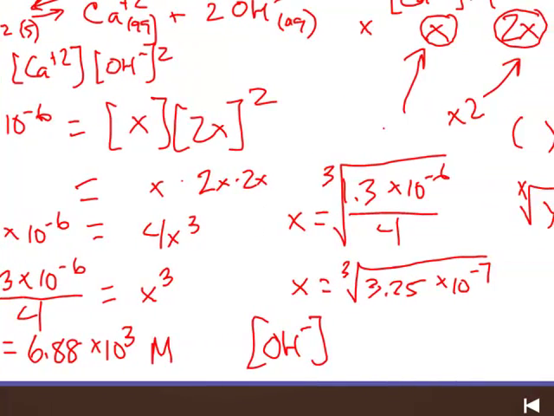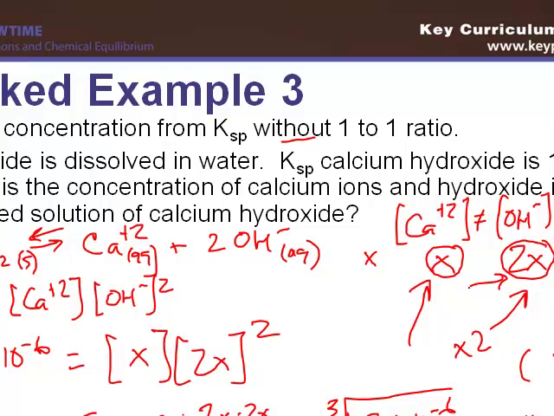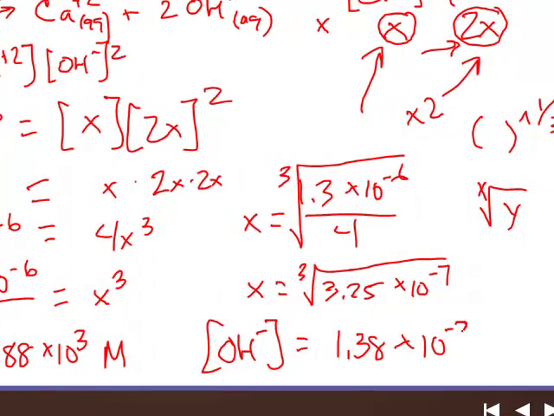We multiply that by 2 to get to the hydroxide, and this gives us a concentration value of 1.38 times 10 to the negative 2nd molarity for the hydroxide ions. This is how to solve a KSP problem when we're looking for concentration, when there is not a 1-to-1 ratio.